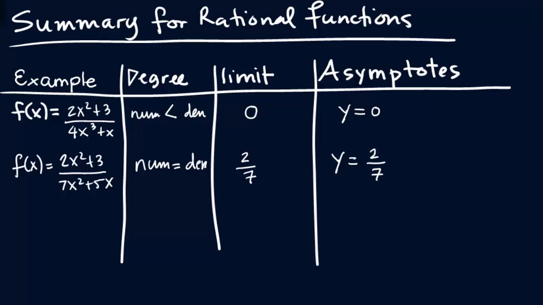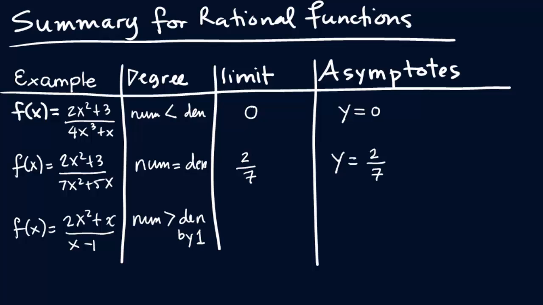And then, when we have a special case, say 2x squared plus x divided by x minus 1. So here the degree of the numerator is greater than the denominator by just 1 degree. The limit, as we said, well, we can do it very easily here. If we divide each term by x, then you'll have a 2x here plus 1 over x, plus 1 divided by 1 minus 1 over x.